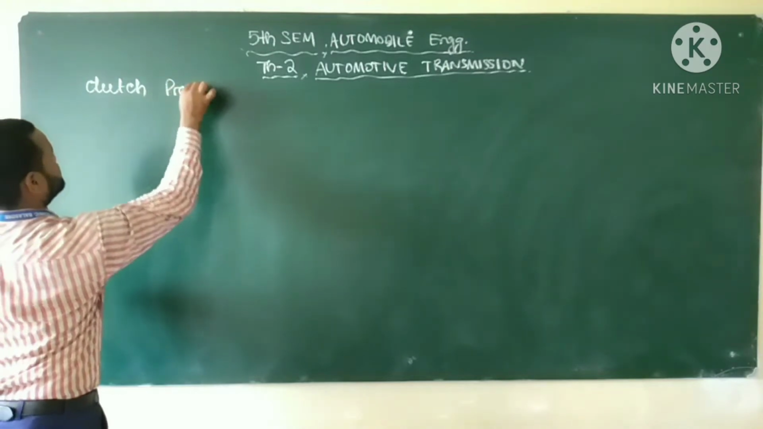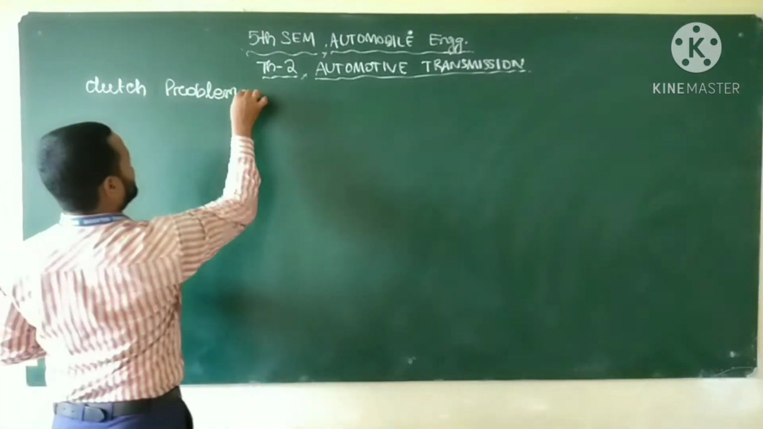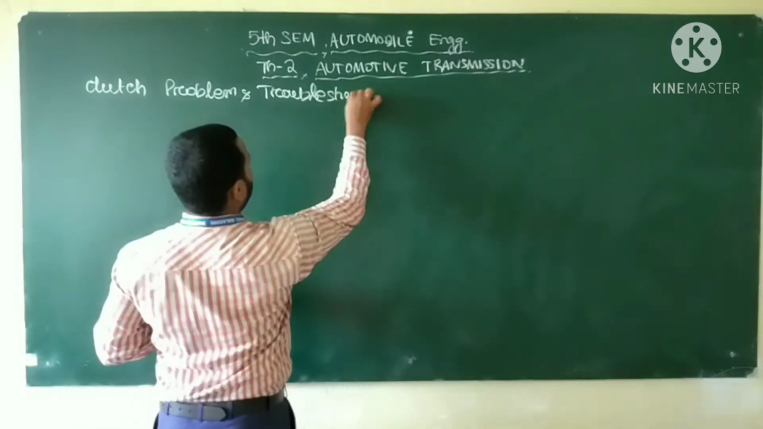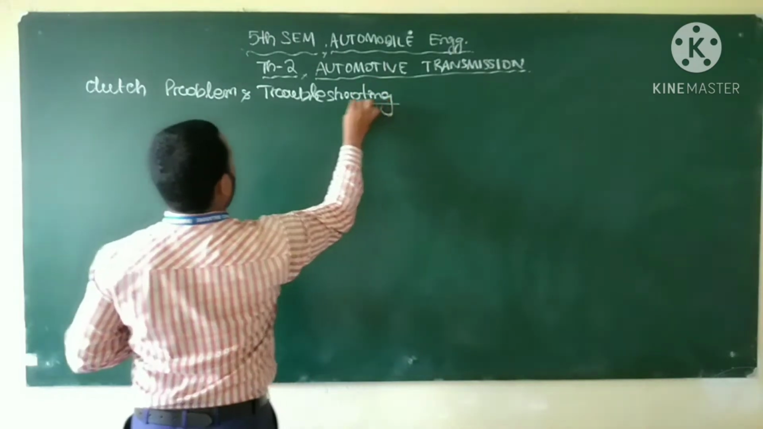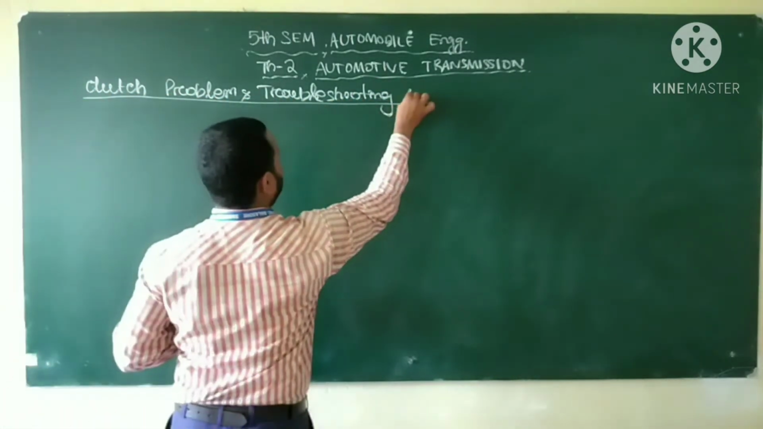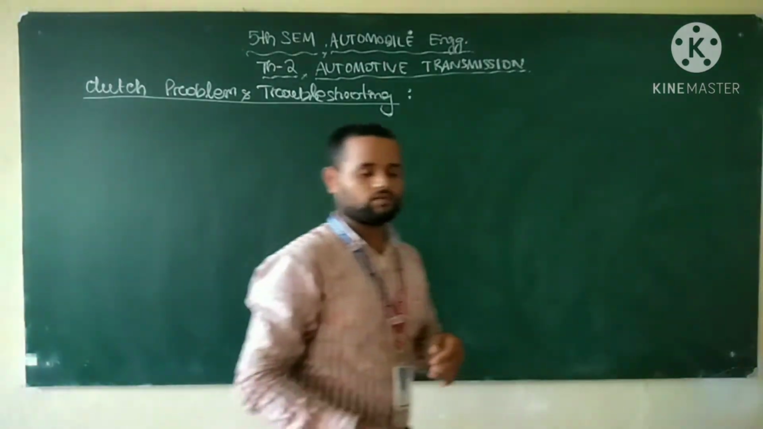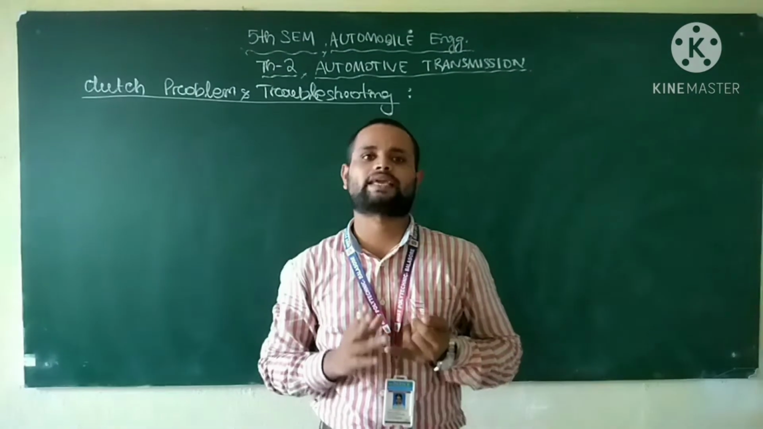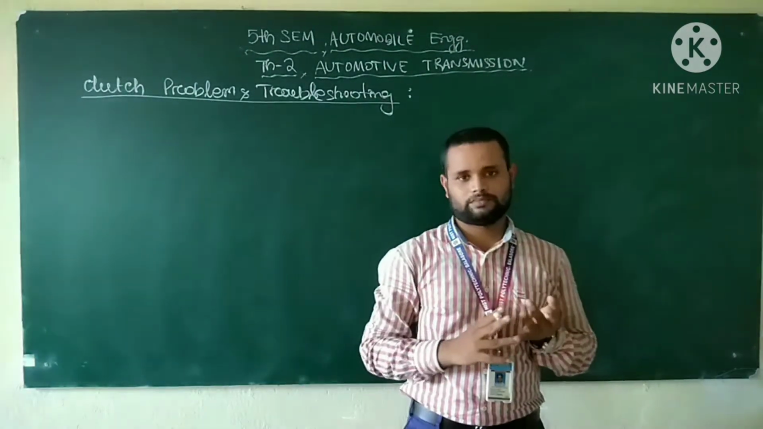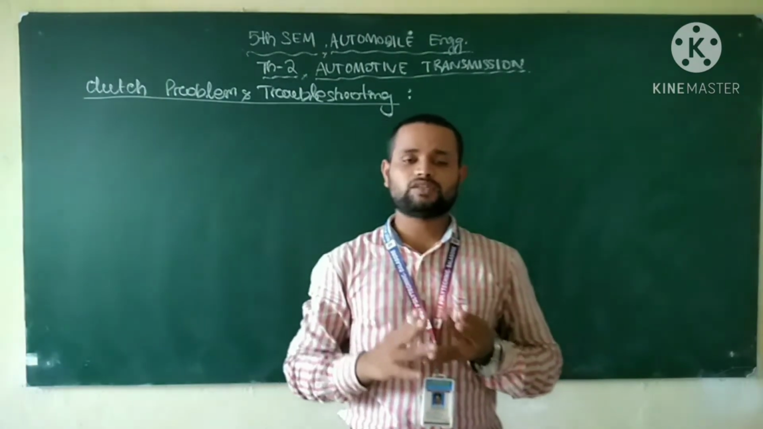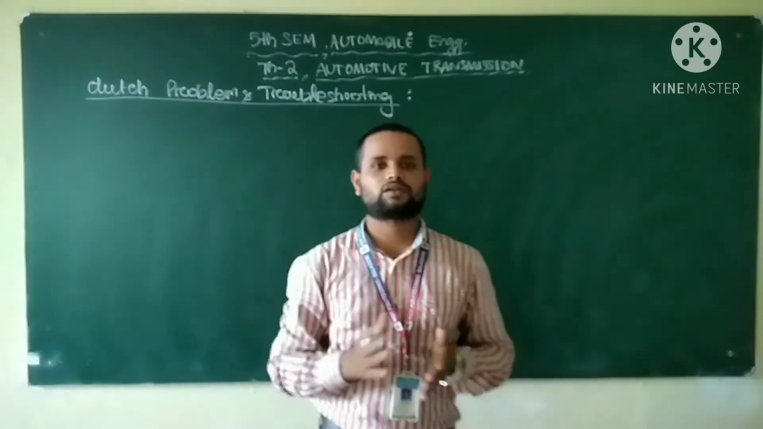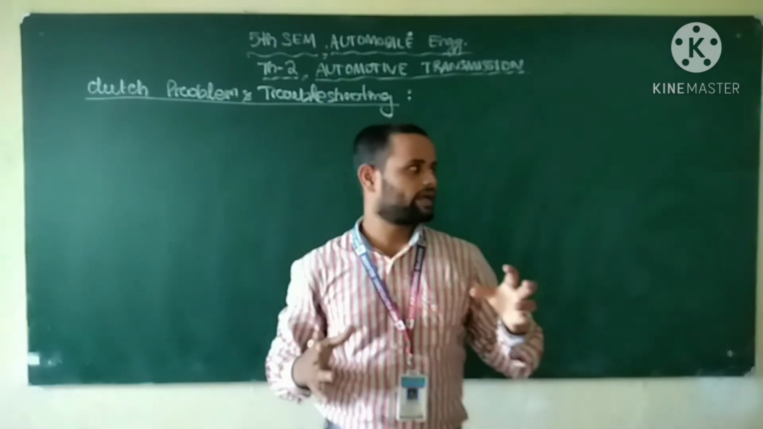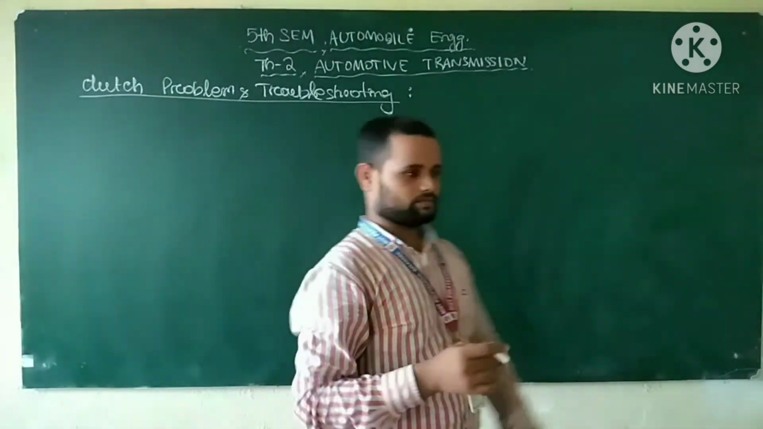Clutch problem and troubleshooting. What are the clutch problems that generally occur? First, clutch slips during engagement. Second, it fails to disengage. During the disengagement, the clutch fails to disengage. The third one is clutch grabs. That means it will make a lock. That is called clutch grabs.